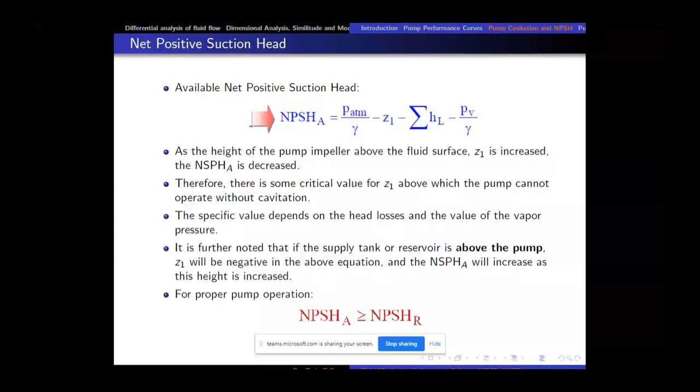So for proper pump operation, the net positive suction head available should always be greater than the net positive suction head required, right?